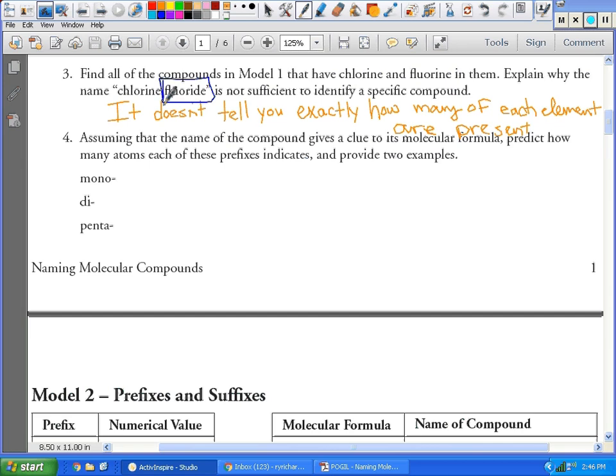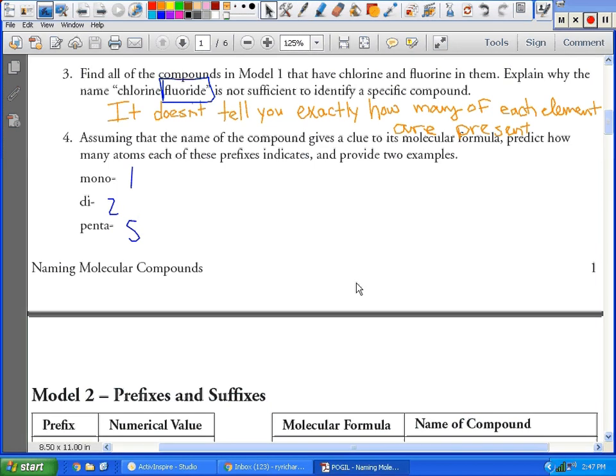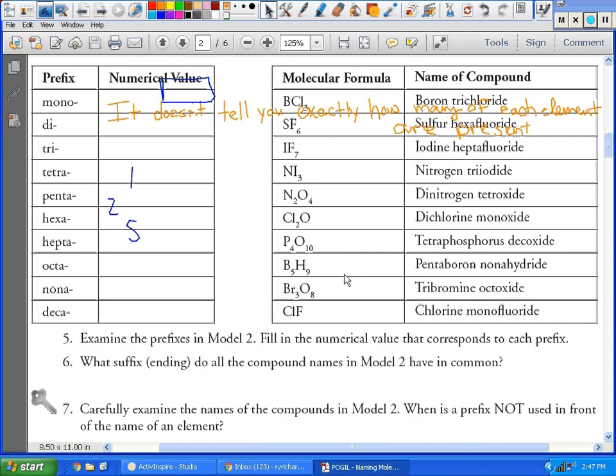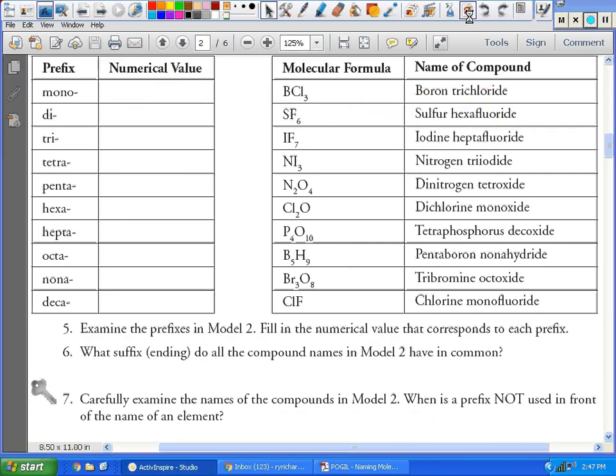Okay, so number 4. Assuming that the name of a compound gives clues to its molecular formula, predict how many atoms each of these prefixes indicates. You should already know this: mono, di, and penta. Now, this is a genuine curiosity question. How many of you knew all 3 of those before you started doing this? Okay. So let's move on to the next one. Every year, these 3 always get mixed up.